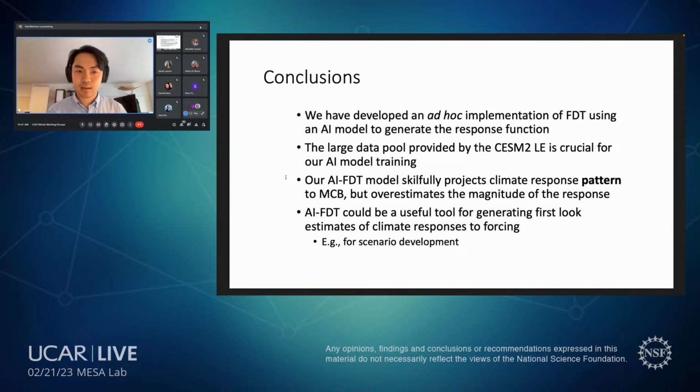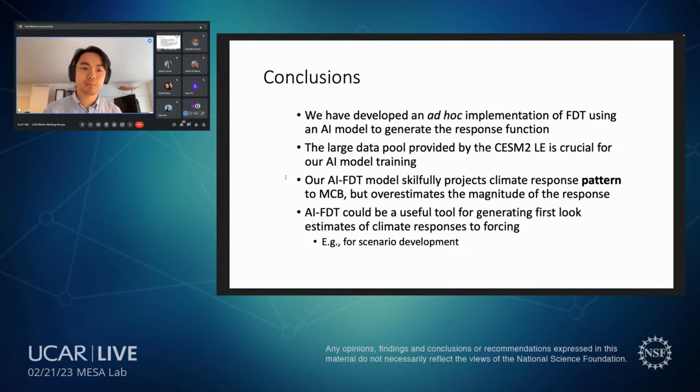Okay, so just to conclude, we've developed an ad hoc method for implementing FDT using an AI model, and we do find that the large data pool provided by the CESM2 large ensemble is crucial for our AI model training. And applying FDT with this AI method is able to skillfully project the climate response pattern to marine cloud brightening, but it pretty substantially overestimates the magnitude of the response.